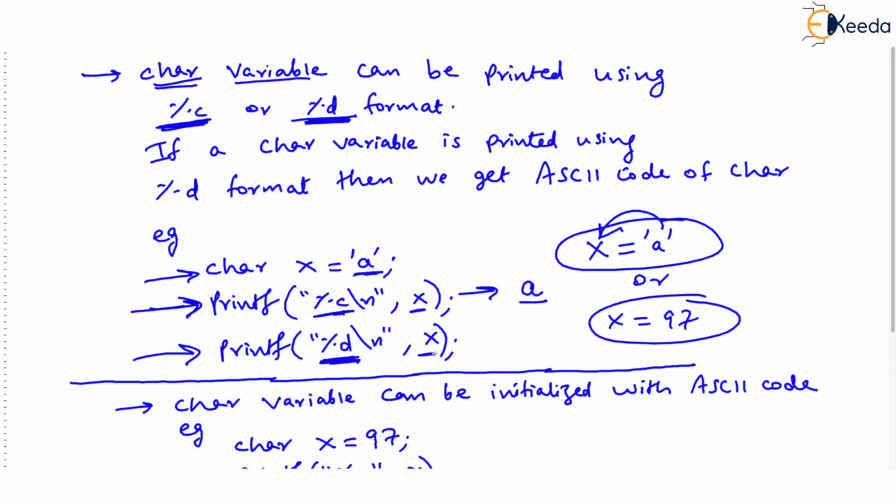Again, what is x? Small a. It is 97. So you are now printing the decimal value of x, so that is going to print 97. Tell me, isn't this 97 the ASCII code of the character which was stored in x?